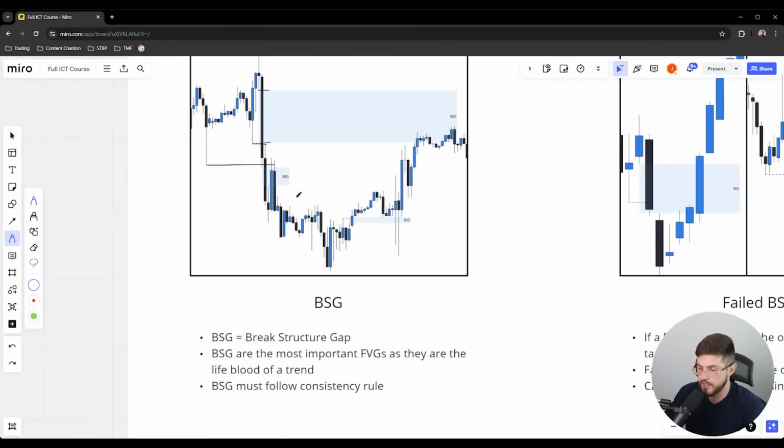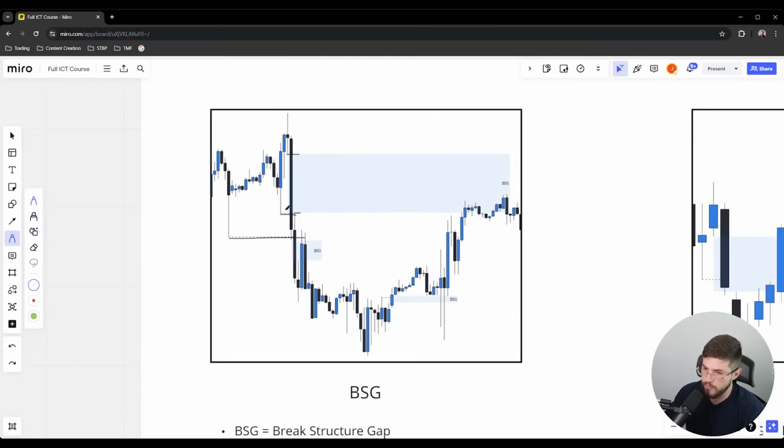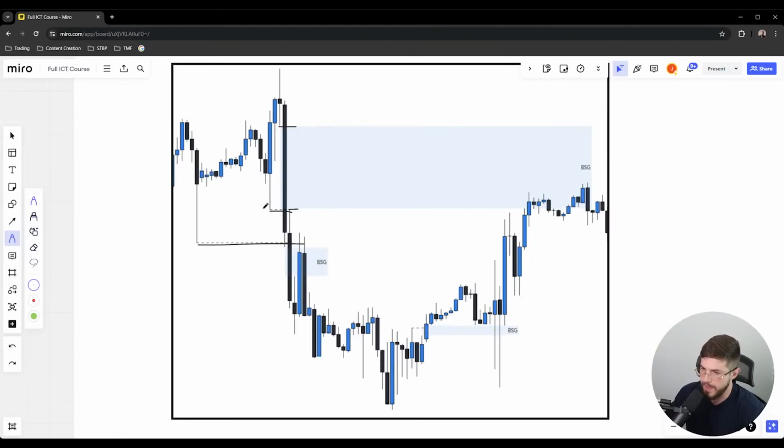So break and structure gaps are extremely important, and they're a tool that's going to help you determine whether or not the market is going to continue on its displacement. Even if it's an old break and structure gap with old structure, you want to pay attention because that fair value gap took structure, right? It was a candle that broke structure. So it's very, very important. It pushed us across a line at one time.